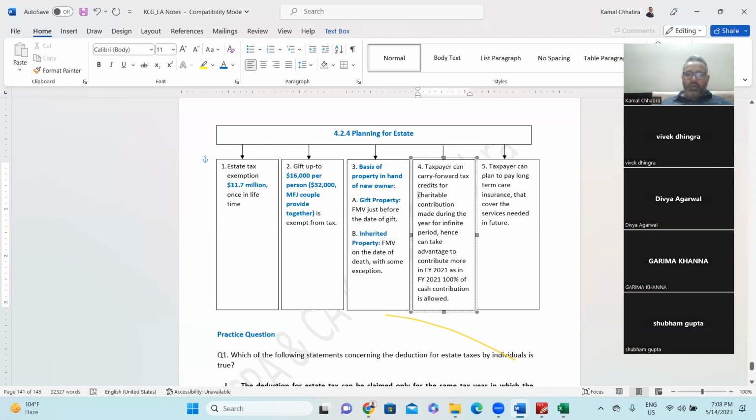Next, the taxpayer can carry forward tax credit for charitable contribution. If you recall, the charitable contribution earlier was a 60% deduction, but during the COVID time, they made it 100% deduction for 2020 and 21. Here, charitable contribution can be carried forward infinitely. So you can recommend your client to do more charitable contribution this year and take the benefit in the subsequent year. Make sense?